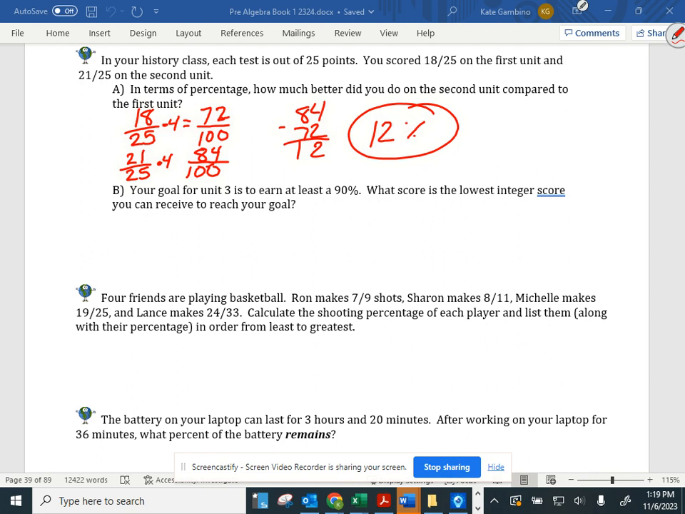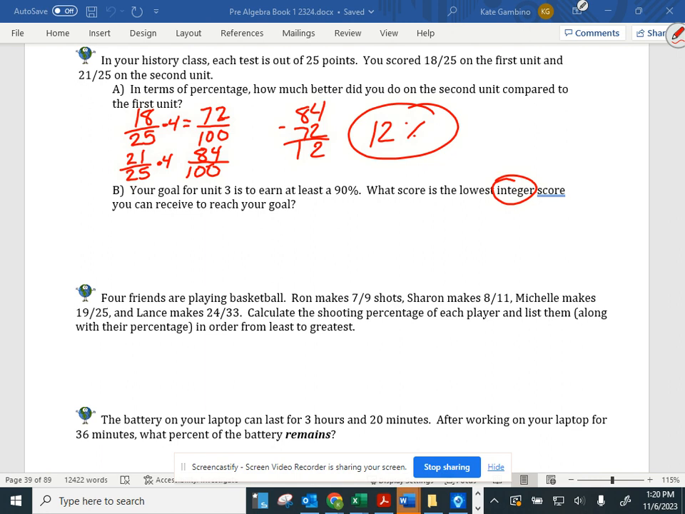Then we have B. Your goal for Unit 3 is to earn at least 90%. What is the lowest integer score you can receive to reach your goal? Matthew? 23, 20 plus. Integer. So you're not going to give me a fraction. You want to give me an integer.